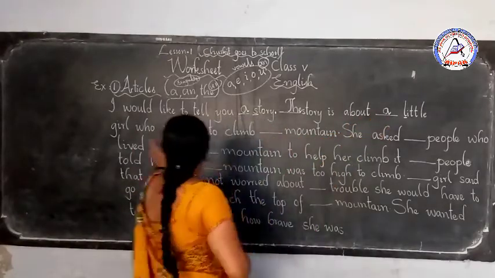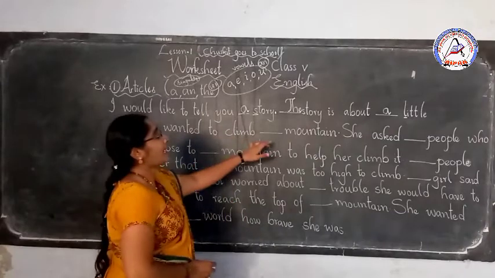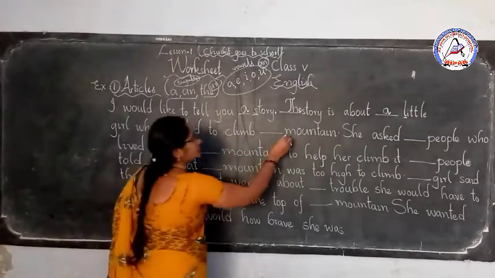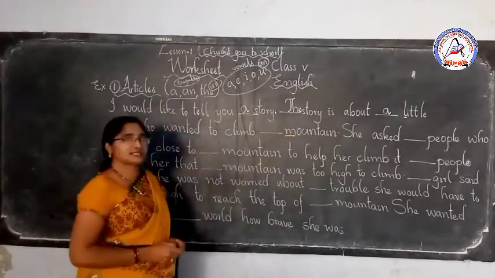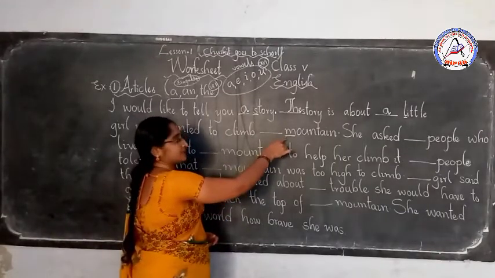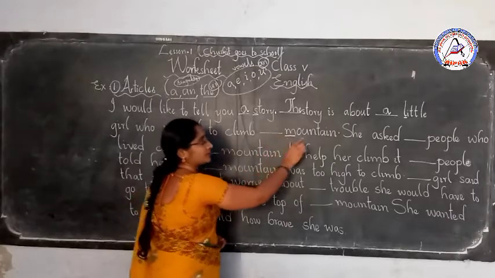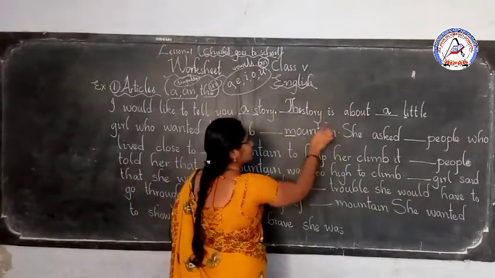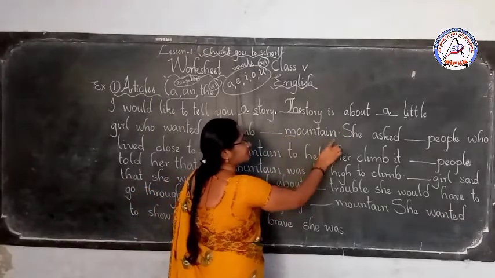A little girl who wanted to climb dash mountain. What do you have to check? Check the first letter. What is the first letter? M. Is this a vowel or consonant? Yes, this is a consonant. And also you have to check whether it is singular or plural. Is mountain singular or plural?